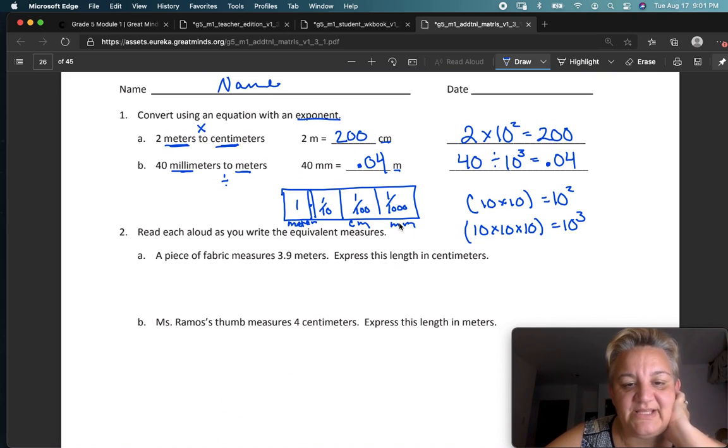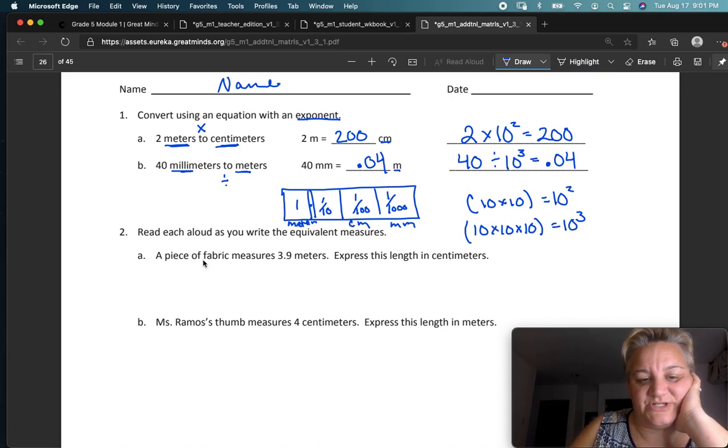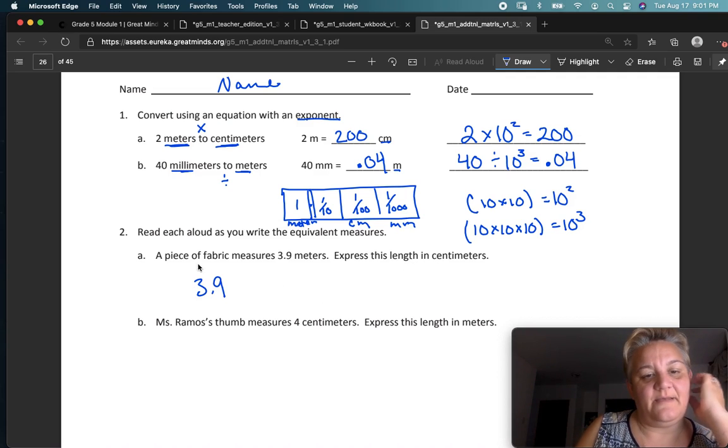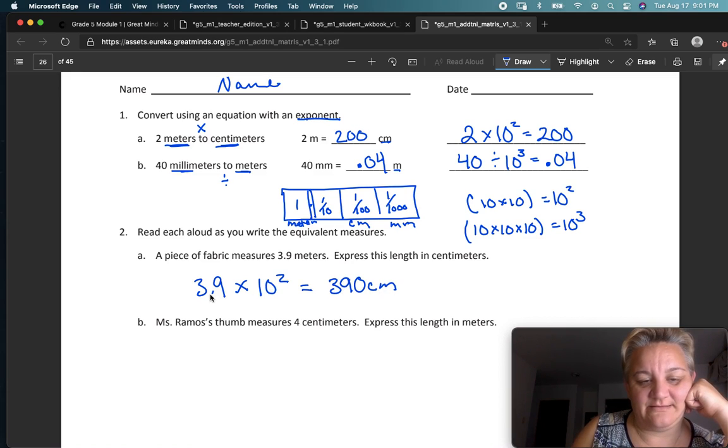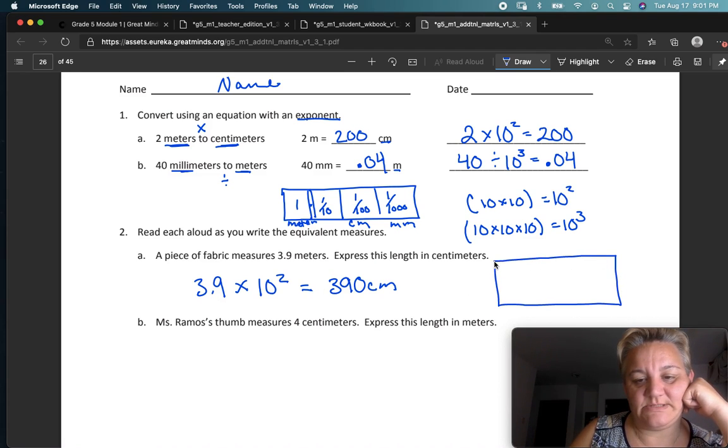Read each aloud as you write the equivalent measures. A piece of fabric measures 3 9/10 of a meter. Express this in centimeters. So again, meters to centimeters, that means I'm using multiplication, so I'm going to multiply. And meter to centimeter is 10 times 10, so I'm using my 10 squared. And that's going to give me 390 centimeters, okay? And if you need your place value chart to do that, you can use it.